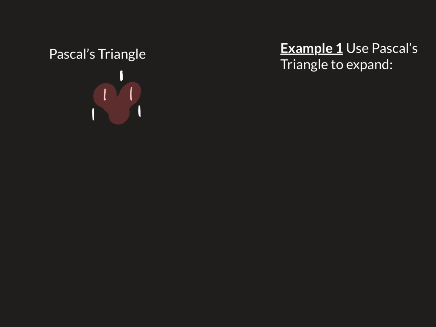Looks like a little heart. 1 plus 1 is 2. So you add those 2 terms together. The fourth row begins with a 1 and ends with a 1. And how you find this term is you add 1 plus 2. That gives you 3. And the next term is 2 plus 1, which is 3.